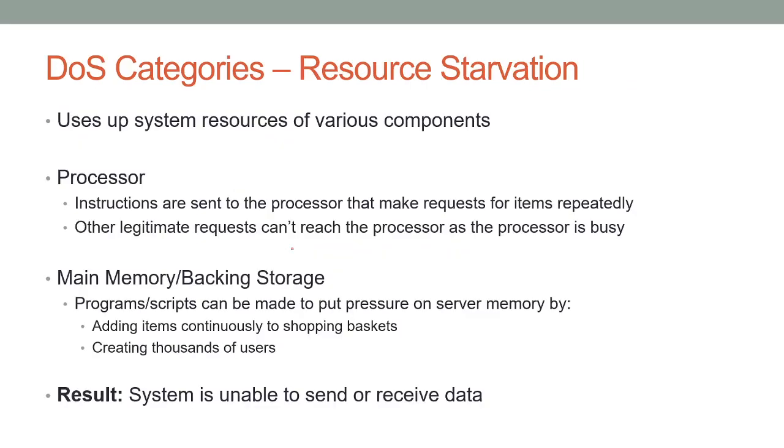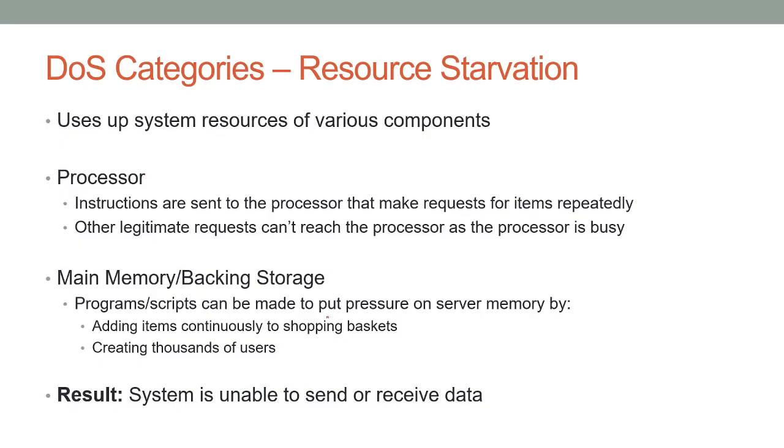The other one is resource starvation. This one's a little bit different, where they all send requests to the processors of, I'm assuming, a supercomputer or whatever computers they use, and it's called a recurring request. Like if you're on Amazon, it'll keep asking to add items to your basket continuously until you fill up the memory, the RAM, or the hard drives, or the processor, and you make it unable to send or receive data.